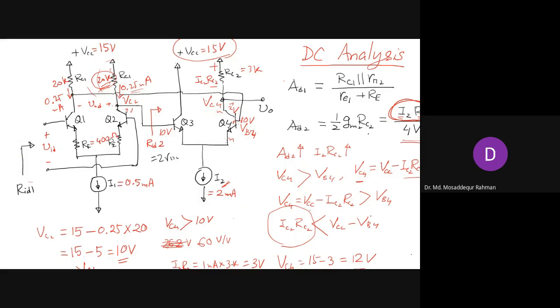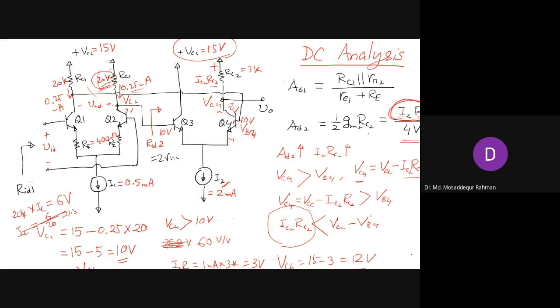So right now it is 5 volts. If you want to increase it, with 20k times IC, the difference should be 6 volt. So that should be 6. From that you can calculate how much your IC should be. That should be 6 divided by 20. Right. So that should be 0.3.